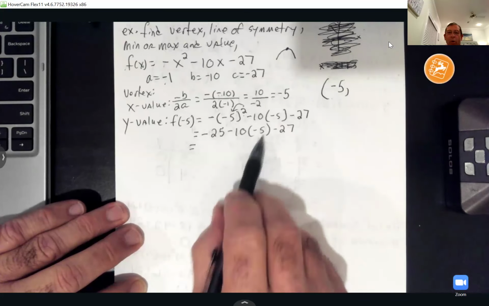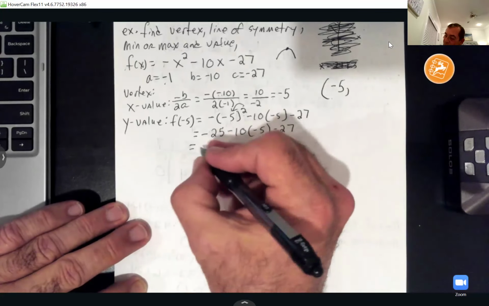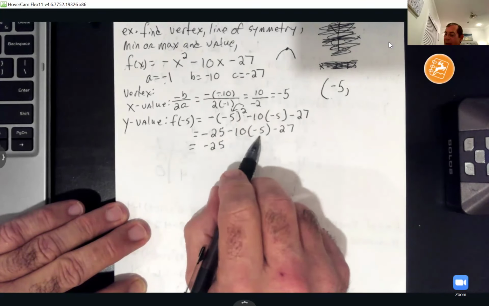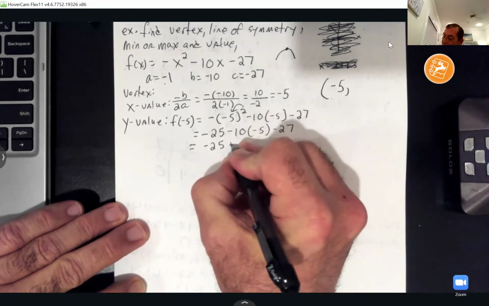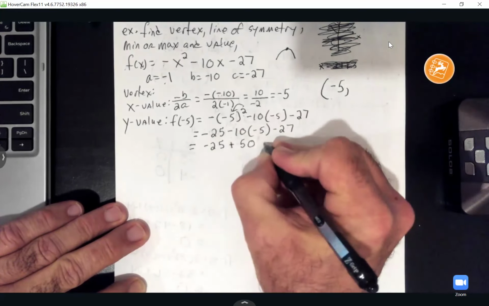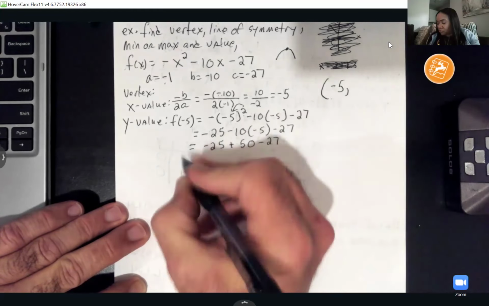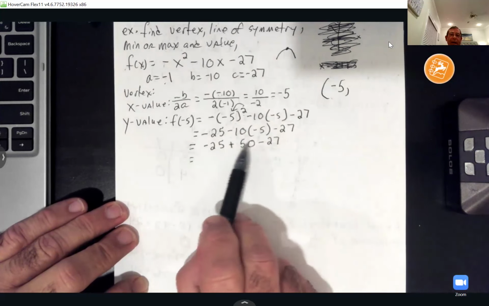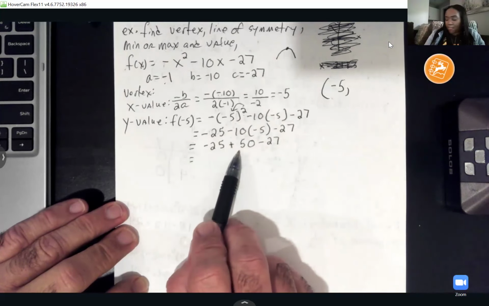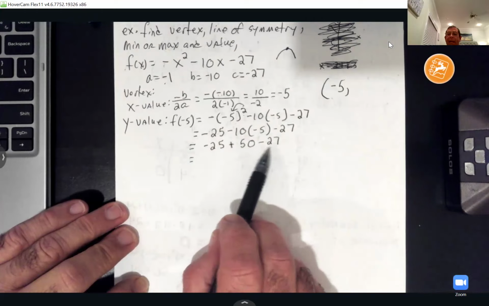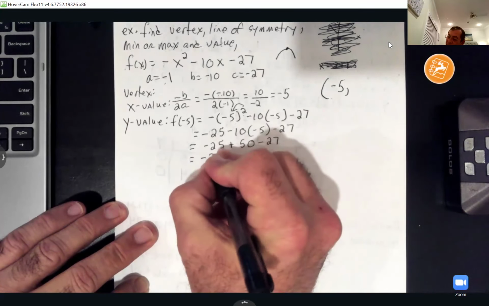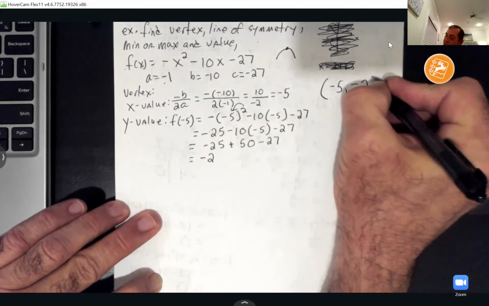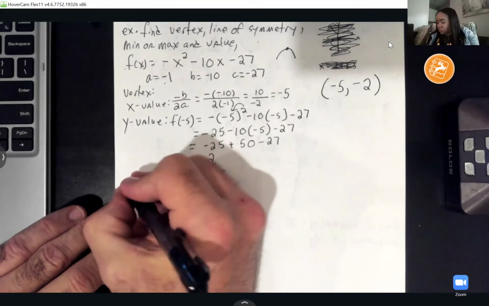Now, I'm going to do my multiplying in the middle. So bring down that -25. Minus 10 times -5, that'll make that a positive 50. And then minus my 27. All right, so let's see. -25 and 50 give me positive 25. Minus 27, which is a -2. So my y value is now -2.